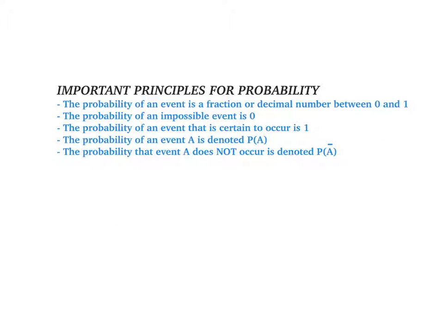All right, 5 quick principles, and we're done with this one. You know most of these already. The probability has to be a fraction or decimal between 0 and 1. If it's impossible, the probability is 0. If it's certain to happen, the probability is 1. The way you write it, P(A) is the probability of A. And the complement, the probability of A not occurring, is written P(A bar).